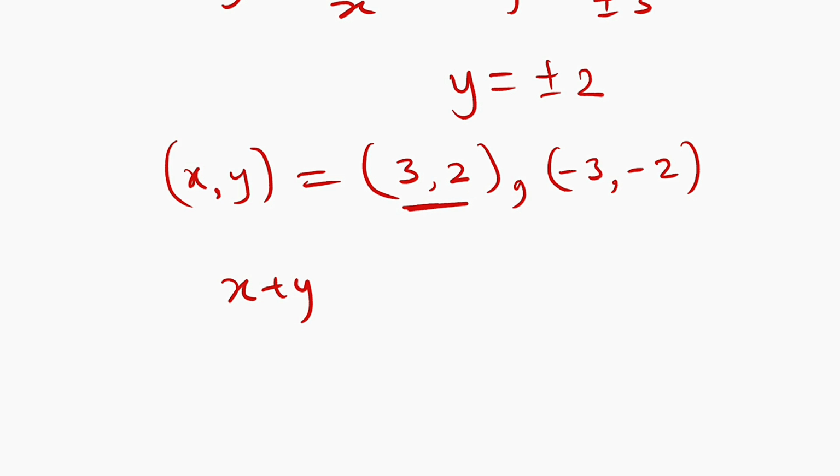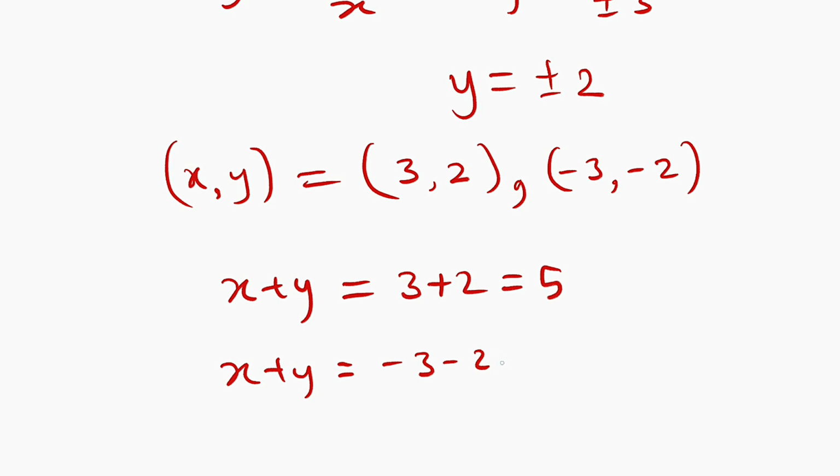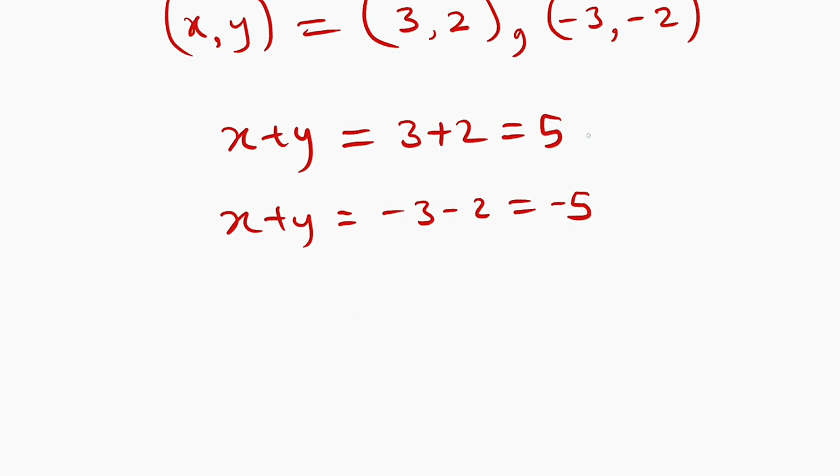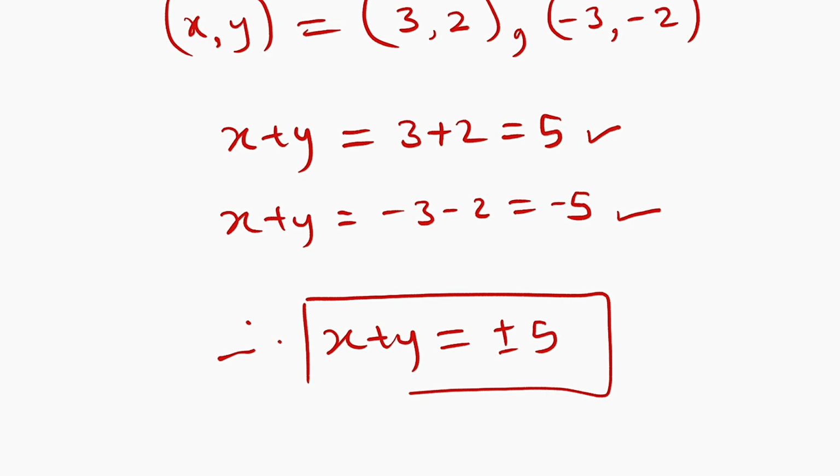If you take this group, you have 3 plus 2, which is equal to 5. If you take the other group, x plus y will be equal to negative 3, negative 2, which is equal to negative 5. You see, we have either plus 5 or minus 5, and hence x plus y is equal to plus or minus 5, just like the first method.